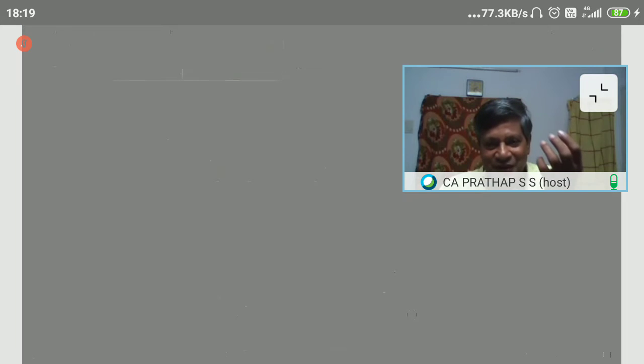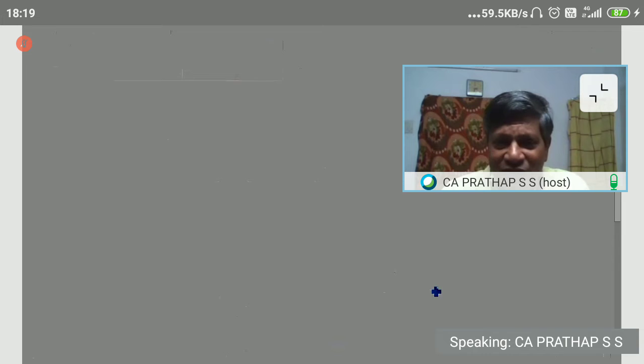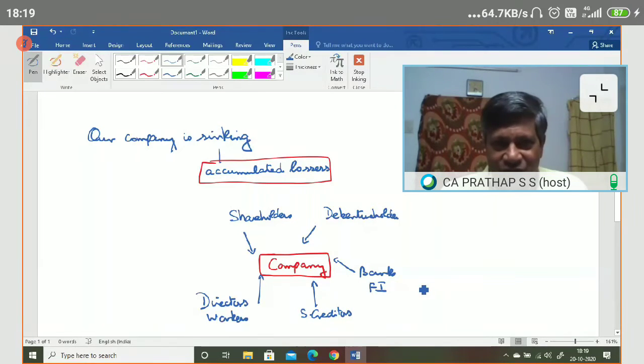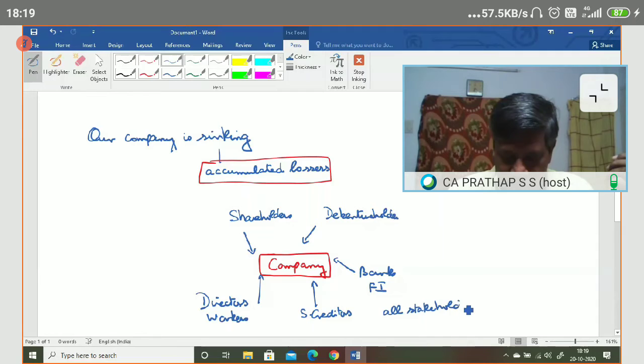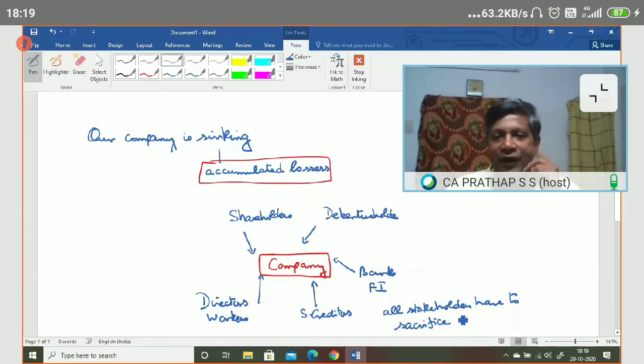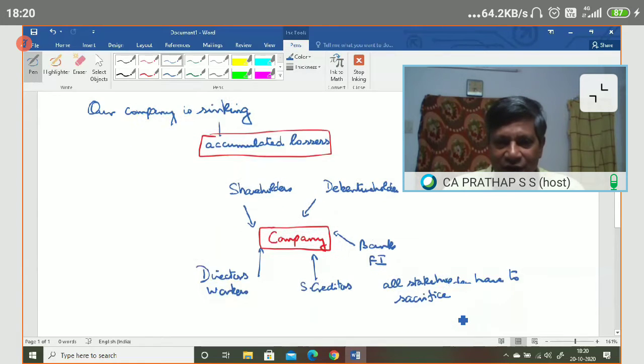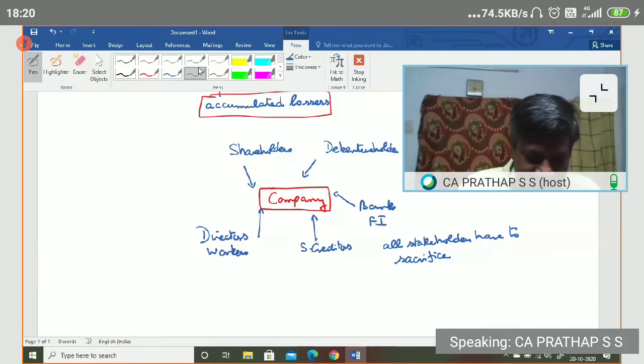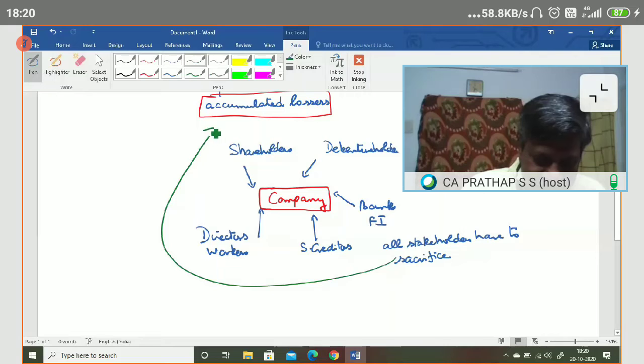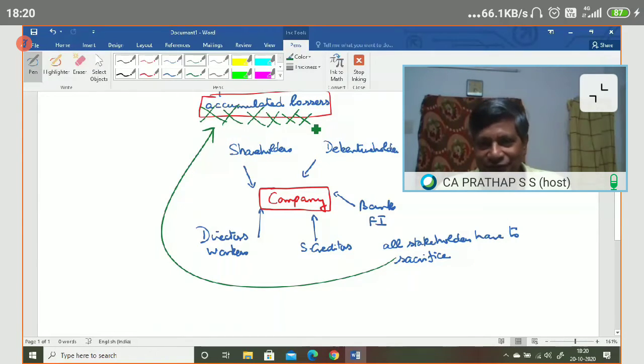Now this company is sinking. If it goes down, all the stakeholders will lose. If it collapses, everybody will lose. So how to rehabilitate it, how to bring it out? All stakeholders have to sacrifice. That sacrifice of all the stakeholders will wipe out the accumulated losses. We're going to see how it will do that.